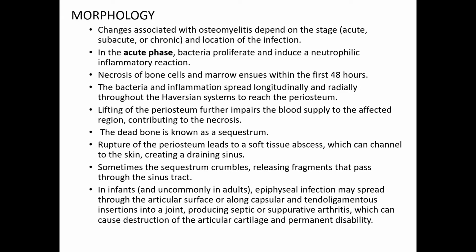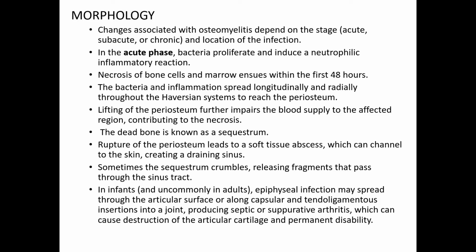يعني الانفكشن يعبر الهافرسيان سيستم اللي هي وحدة تشكيل البون، يمشي باتجاه أطراف العظم radially إلى أن يوصل إلى البريوستيوم. Periosteum is the first layer from outside in the bone. The periosteum is the beginning of the bone أو قشرة العظم الخارجية. Lifting of the periosteum further.